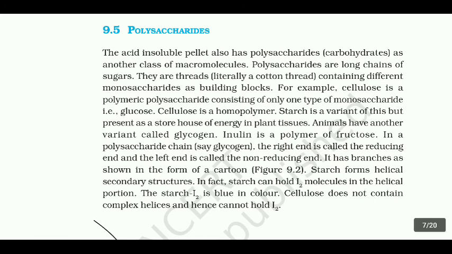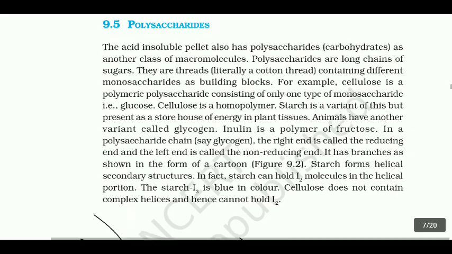Animals have another variant called glycogen. Inulin is a polymer of fructose. In a polysaccharide chain, say glycogen, the right end is called the reducing end and the left end is called the non-reducing end. It has branches as shown in the cartoon. Starch forms helical secondary structures. In fact, starch can hold I2 molecules in the helical portion. The starch-I2 complex is blue in color. Now, cellulose does not contain complex helices and hence cannot hold I2.